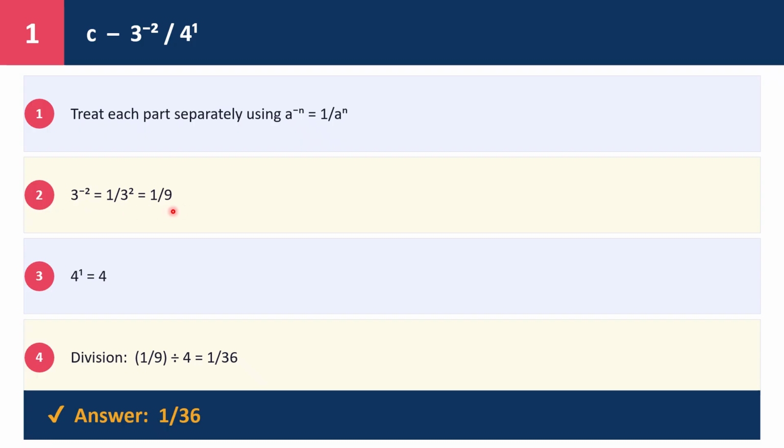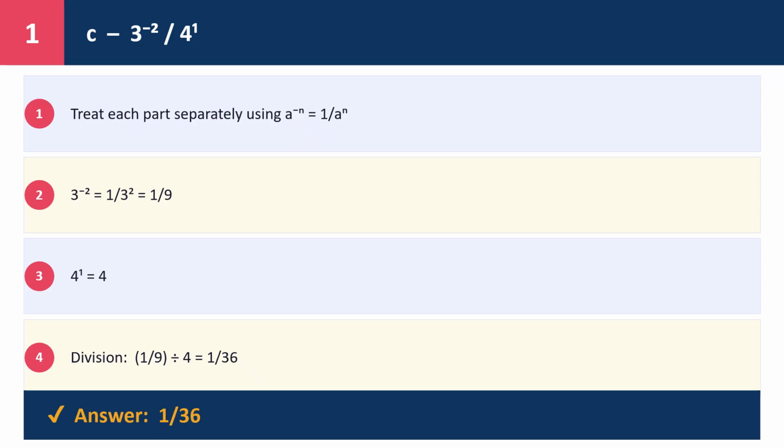1 by 9. Actually, the question is given as a fraction. So we found the numerator. Our numerator answer is 1 by 9. Let's find the denominator. 4 power 1 is nothing but 4. Why is it 4? 4 is repeated just one time. So 4. Okay.